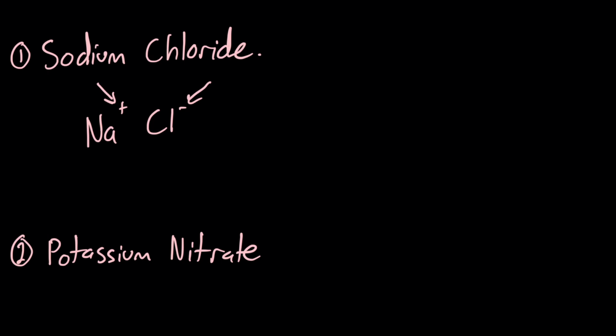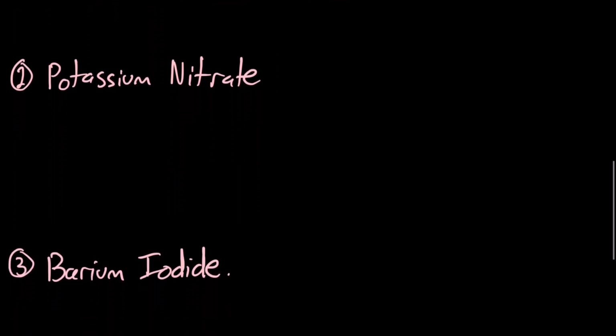So Na+ and Cl-, when they are finally bonded together, we can just write the formula as NaCl. Okay. All right, let's move on to our next one.